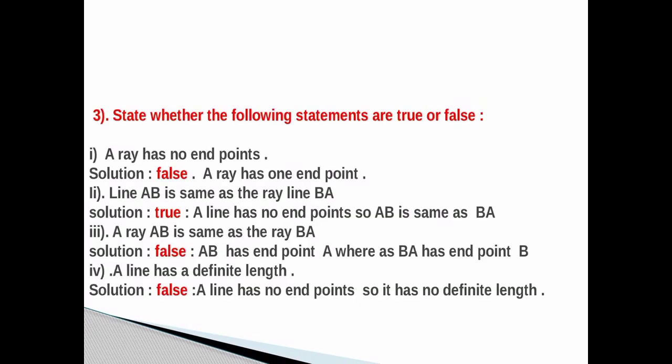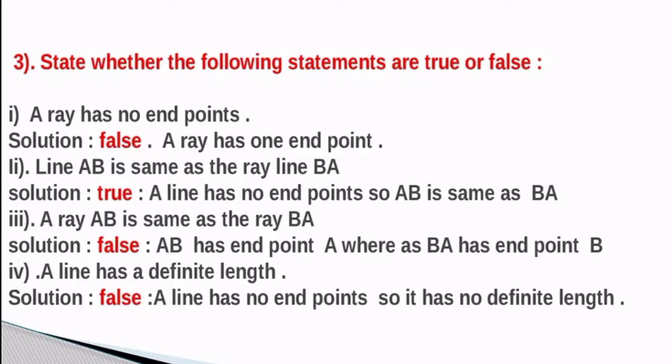State whether the following statements are true or false. A ray has no endpoints. It is false, because a ray has one endpoint. Line AB is the same as line BA. It is true, because a line has no endpoint, so AB is the same as BA. Ray AB is the same as ray BA is false, because ray AB has endpoint A whereas ray BA has endpoint B. A line has definite length. It is false, because a line has no endpoint, so it has no definite length.